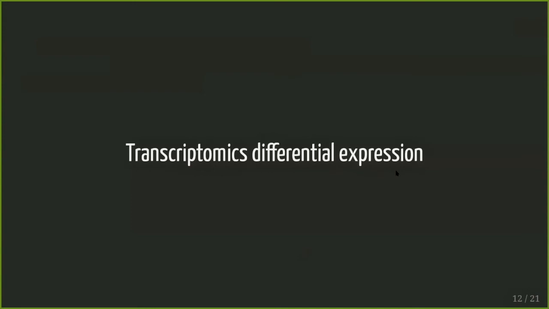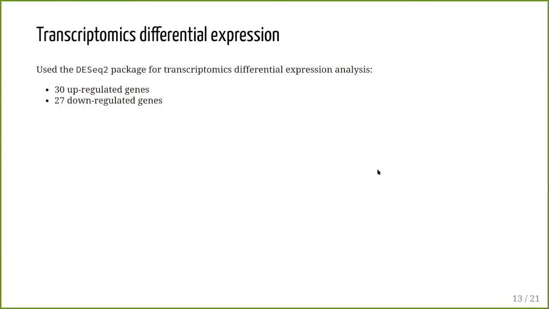So in particular, we used the transcriptomics data set and performed a differential expression analysis with the DESeq2 package. In total, we found 58 genes that were differentially expressed between samples with a low bruising score and samples with a high bruising score. And again, this is interesting, but it gets more interesting when you combine the results of the transcriptomics differential expression analysis with the GWAS results.